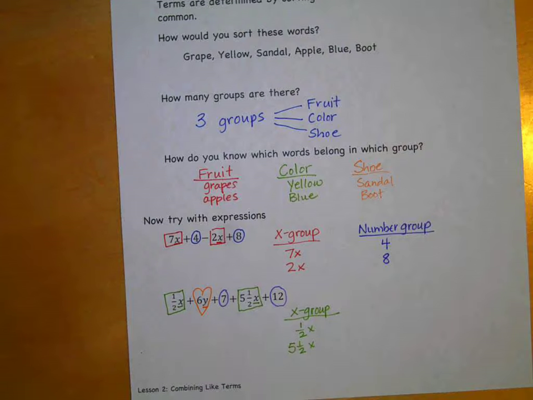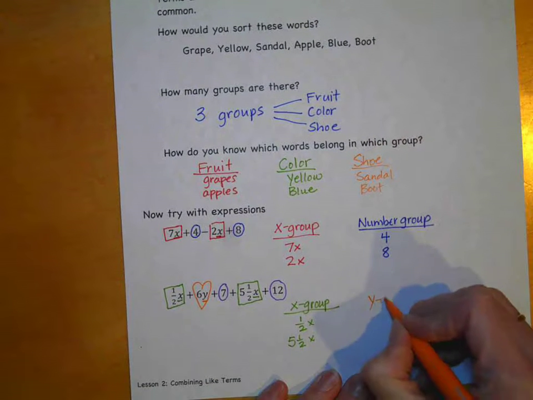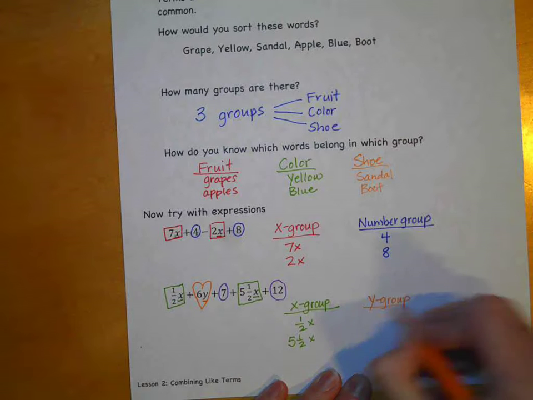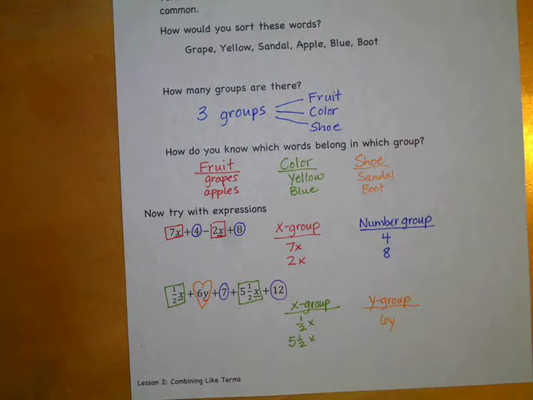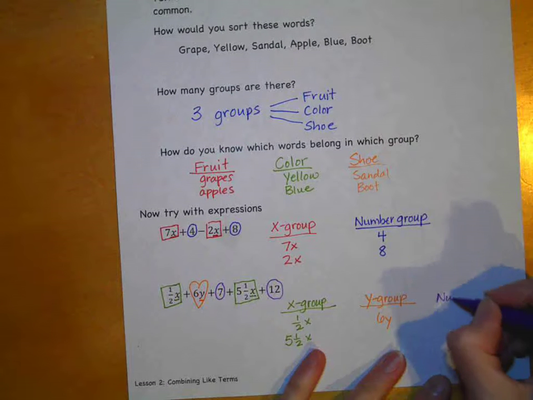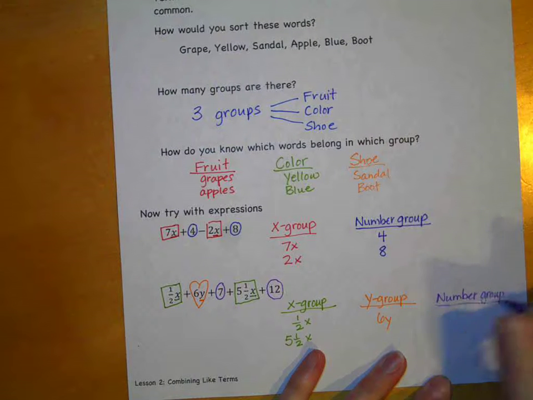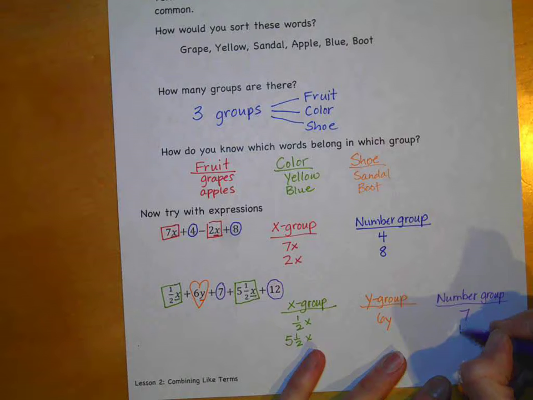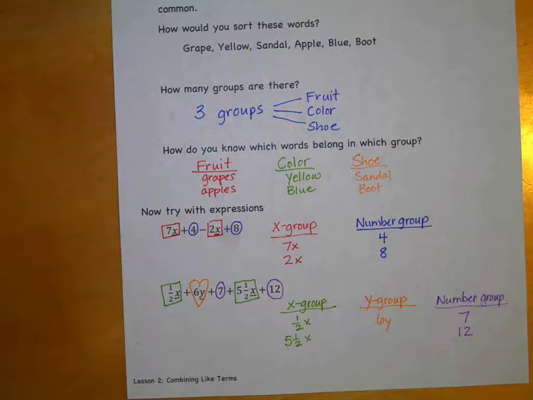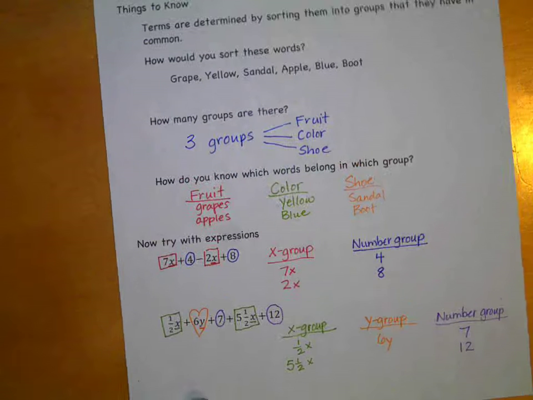Then I have my y group, and my y group only has 1, and that's 6y. And then I have my number group, and my number group has 2 in there: it has 7 and it has 12. So again, I've sorted my expressions based on what they have in common. Identifying the different terms and sorting them.